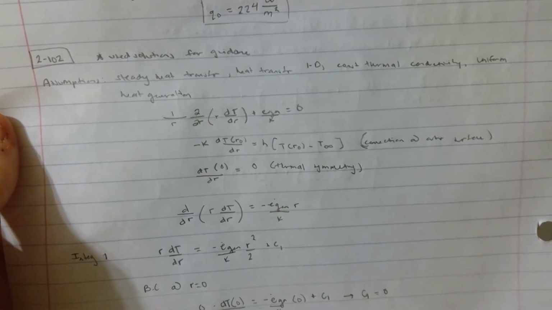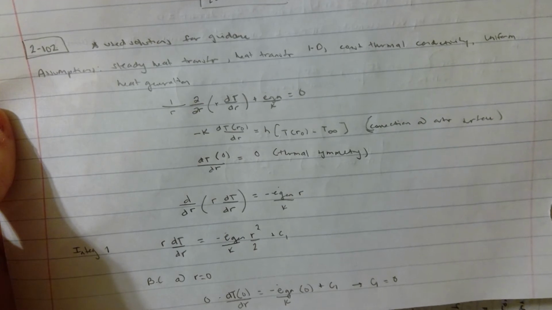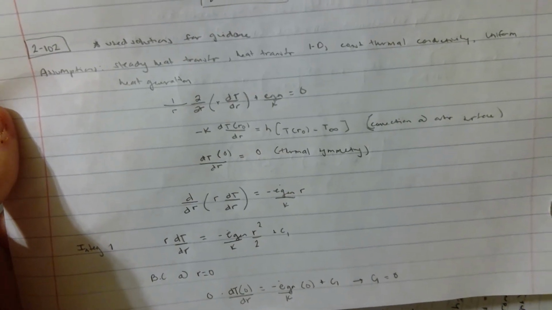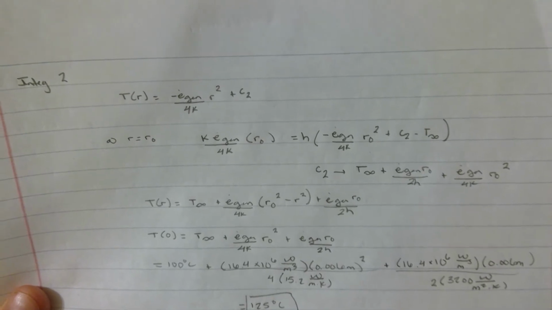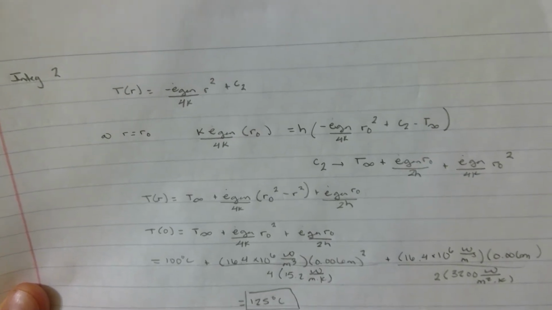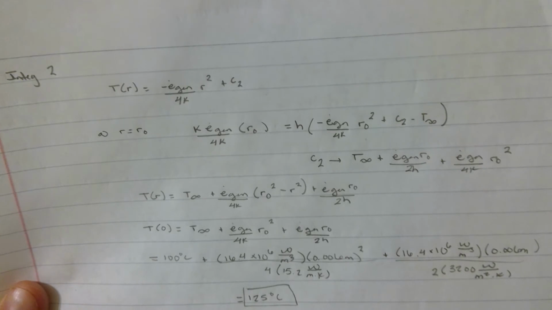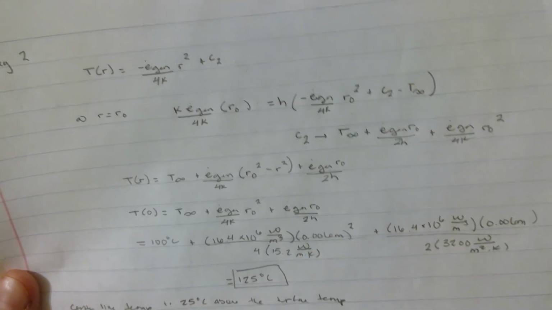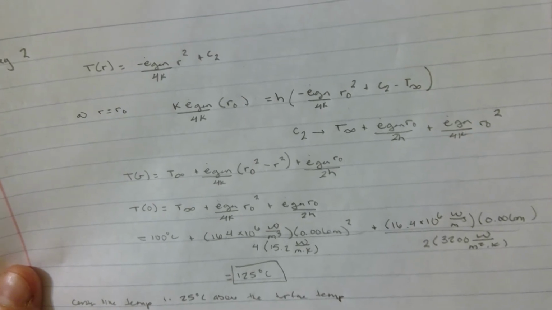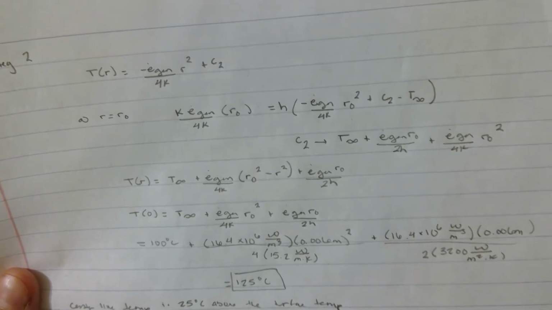For 2-102, we can also use a simplified version, as shown here. We can then integrate, and integrate for a second time in order to determine the temperature profile. We can then use our boundary conditions, as shown on the previous page and here, to determine the temperature profile, and then solve for the temperature, which would be 125 degrees Celsius.